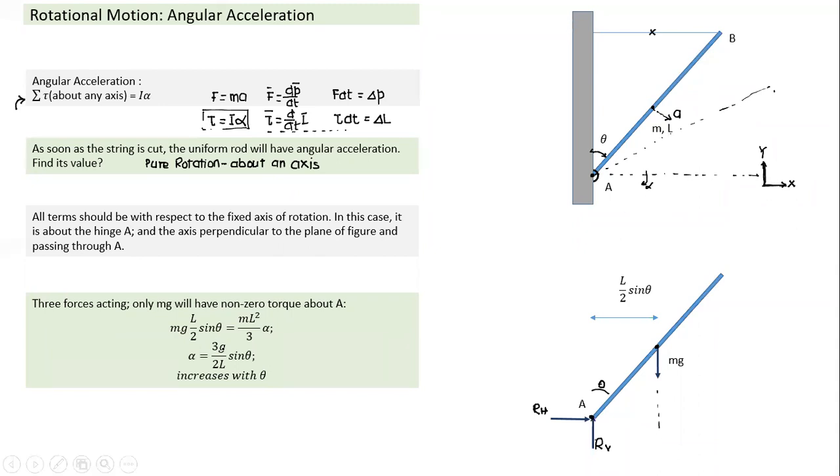And when it becomes horizontal, alpha is 3g by 2l. What would be the acceleration of this point here? When it becomes horizontal, the instantaneous linear acceleration of this point here is 3g by 2. So this point on the rod is moving downwards with an acceleration greater than g. So if I have another mass which is falling, compared to this mass, this will have faster acceleration. And this is because of rotation happening. Okay, so that's the point we need to keep in mind.